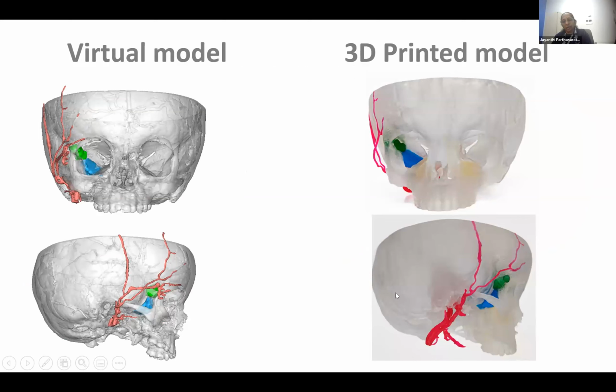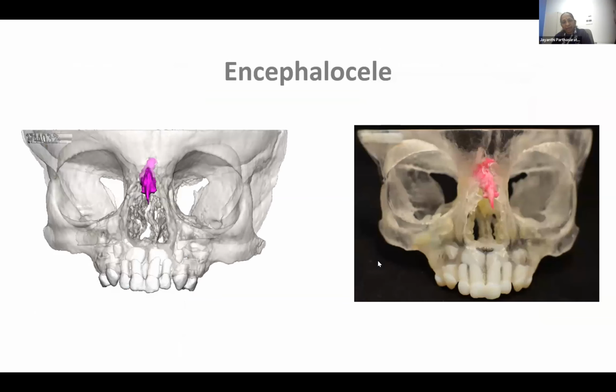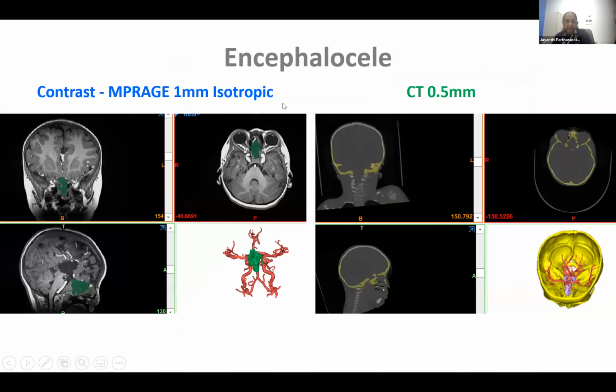Here we have the printed model, which is printed on the DAP with Stratasys. Here's an encephalocele and MR. This is the final model, which comes from the composite of the MR and the CT. Here's the printed model. There's another encephalocele, and we took the MP-RAGE isotropic 1 millimeter and got the lesion and the vasculature. The circle of Willis can be seen here.